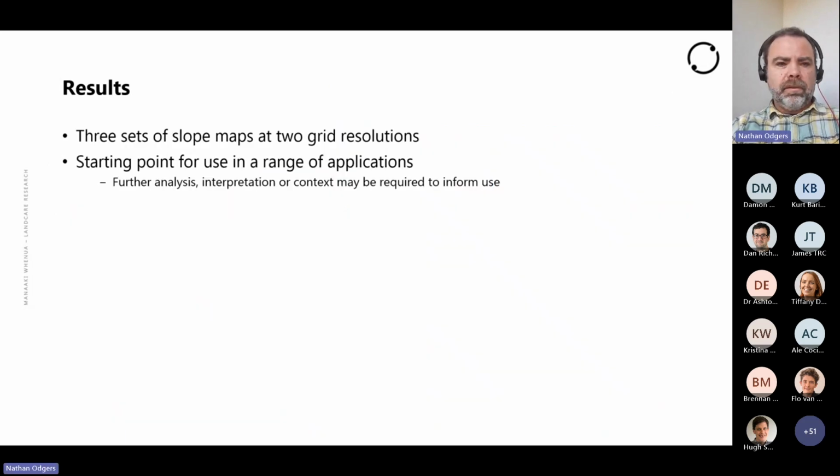Drawing to a bit of a close. So I will say what we achieved here, we've achieved 3 sets of slope maps at two grid resolutions, 1 meter and 5 meter. And I think it's important to note that these maps are a starting point for use in a range of applications like mapping LUC, like implementing intensive winter grazing rules. And I say that because it's probable that further analysis, interpretation, or context may be required to inform their use.